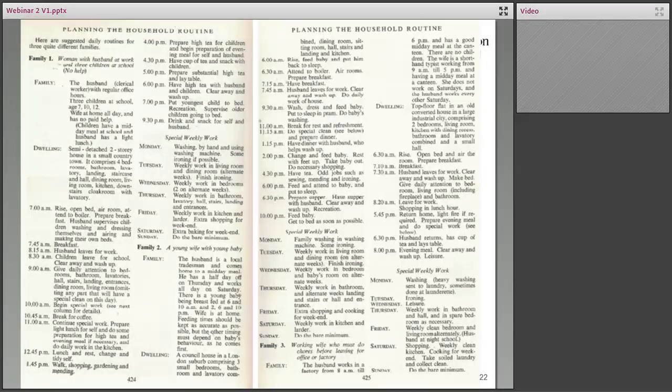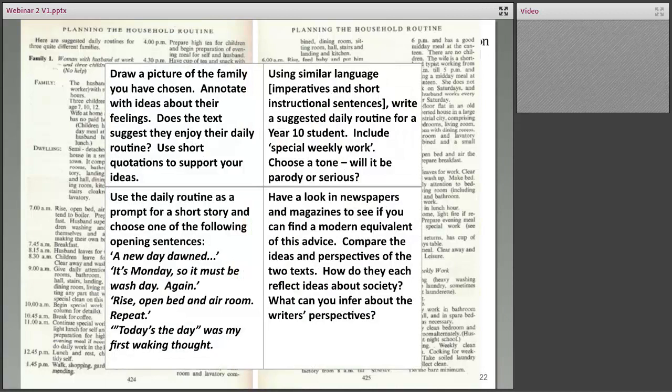Yes, I like that, comparing it with the current one. I haven't got my PowerPoint up in front of me at the moment, but yes, the idea of comparing with the current one. Use a daily routine as a prompt for a short story and choose one of the following opening sentences. I came up with "Today's the day" was my first waking thought. Using similar language, write a suggested daily routine for a year 10 student. But great comparison opportunity with that and a Nigella Lawson recipe. Yeah, absolutely. Have a look in newspapers. That was my idea, to see if you can find a modern equivalent of this advice. Compare the ideas and perspectives of the two texts.